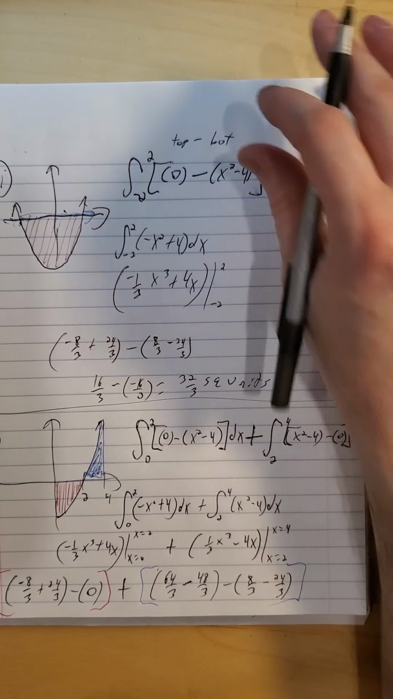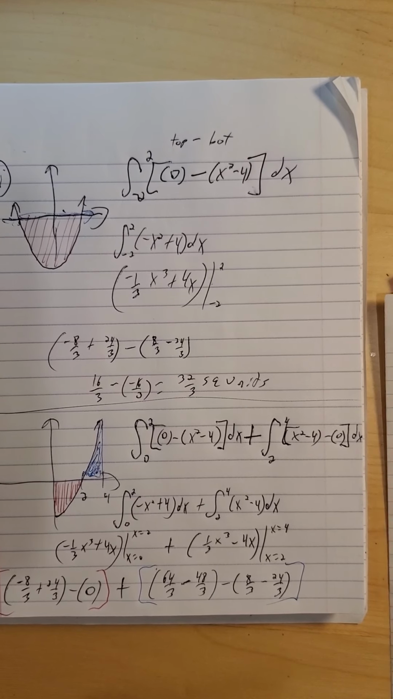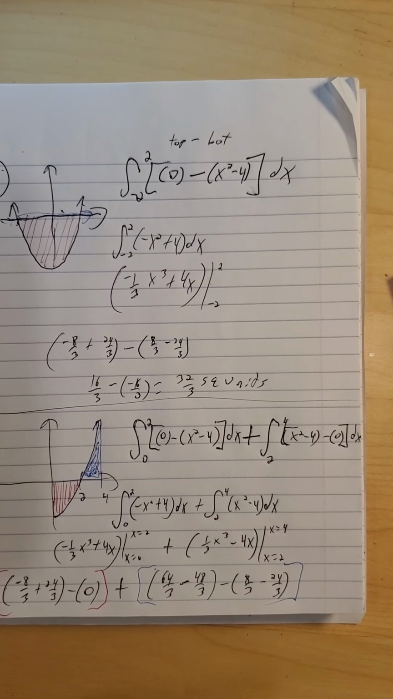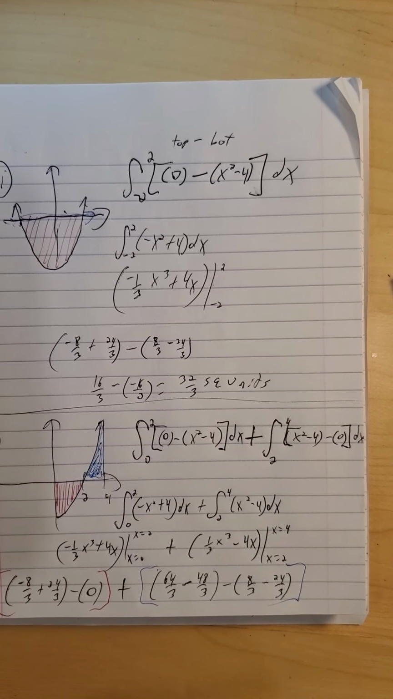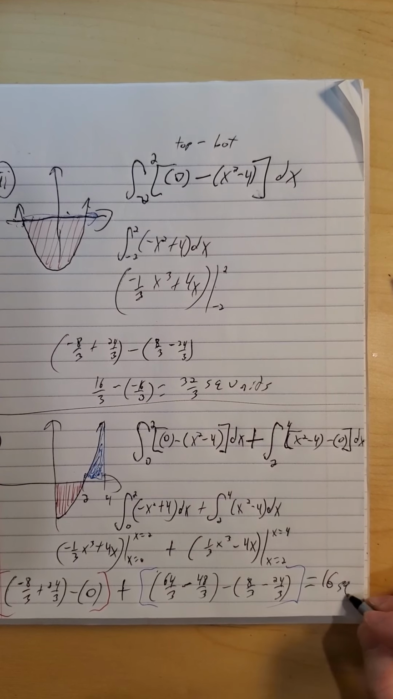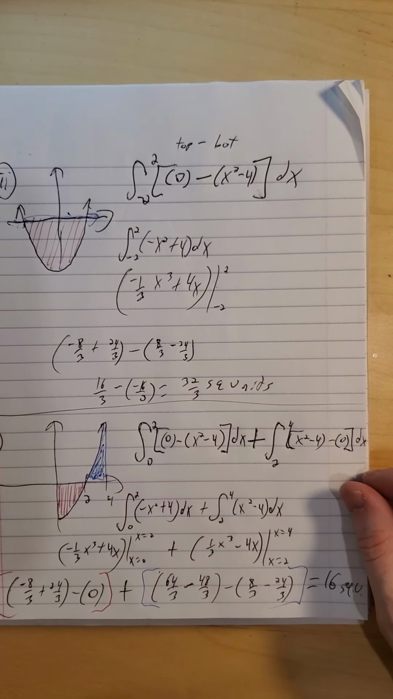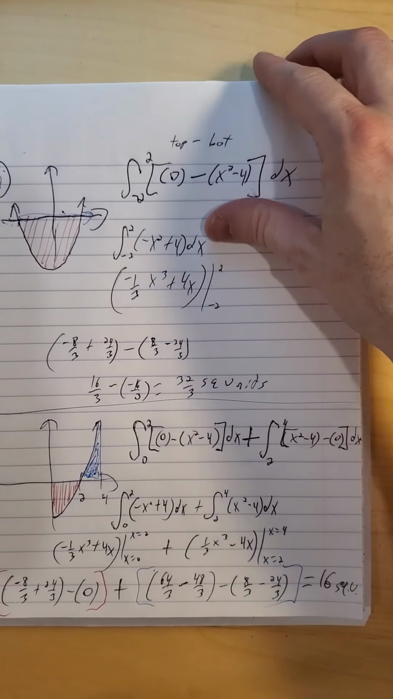So we plug and chug on that one, and we come up with an even 16. So 16 square units on the money. Exactly 16 square units, the red area plus the blue area.